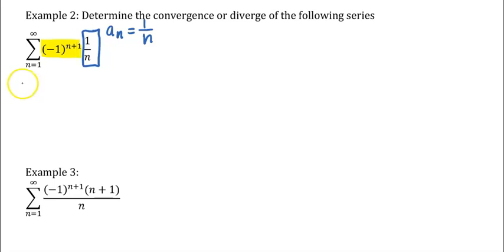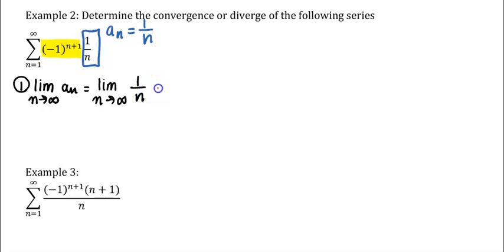The two things that we need to check is 1, what is the limit as n goes to infinity of a sub n? Well, when we take the limit as n goes to infinity of this rational expression, 1 over n, that goes to 0 because the degree of the denominator is more than the degree of the numerator. So the first condition of the alternating series test is satisfied.